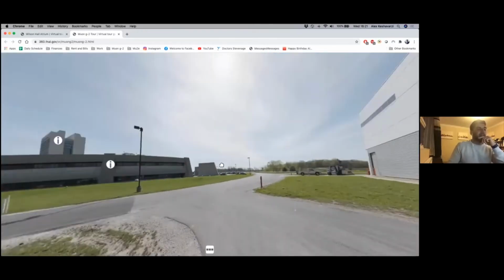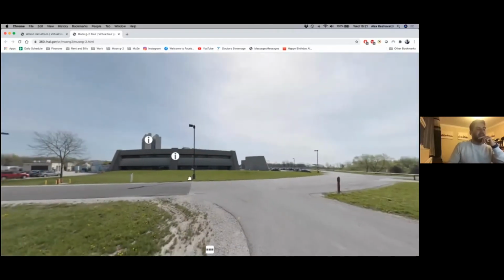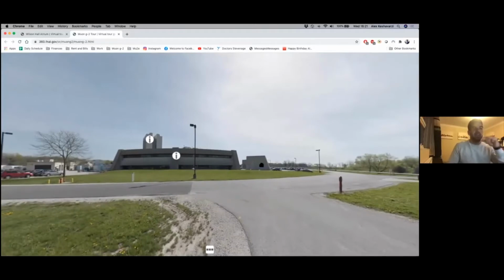So this building here is the booster. As I said before, this is the third stage in the accelerator complex that then feeds the main injector recycler. And then this building here at the back is Wilson Hall.